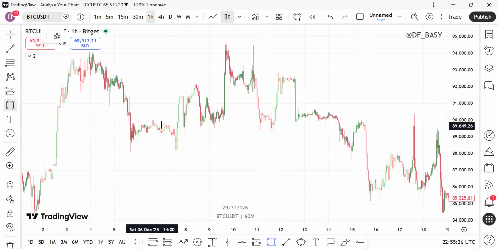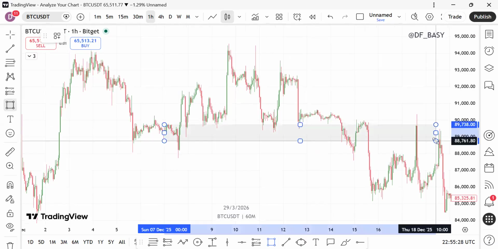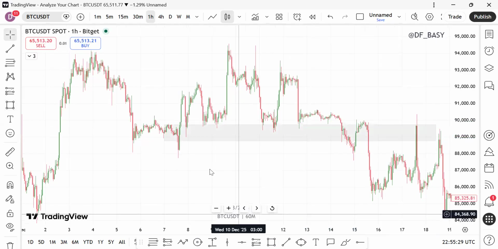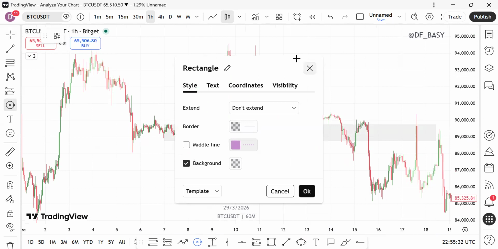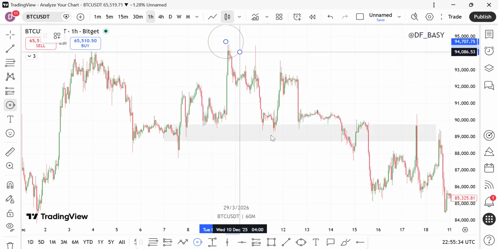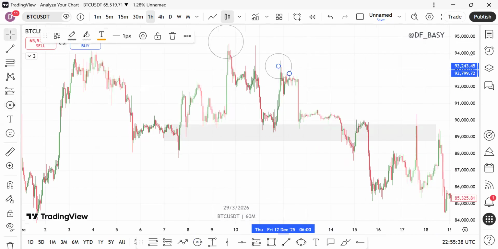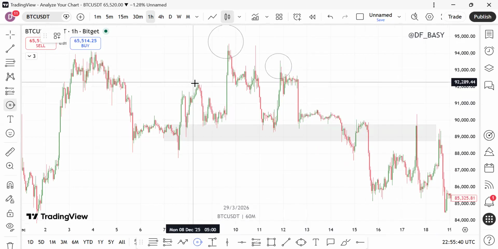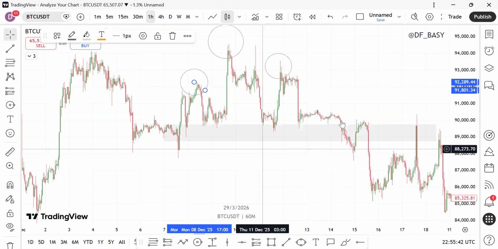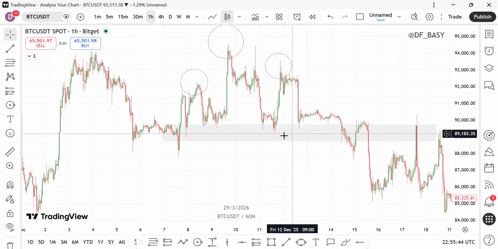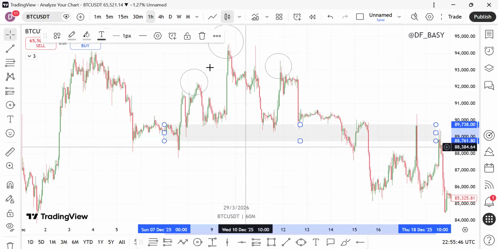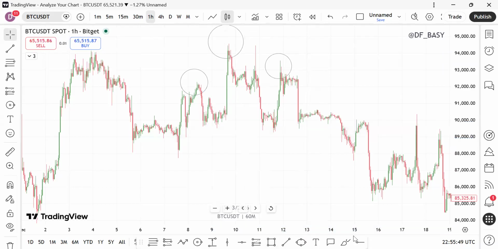So without further ado, this is my neckline. I can see this as my neckline because I have this. This is my head, this is my right shoulder, and this is my left shoulder. Right? So this is the neckline. Let me not use rectangles this time. Let me just use a pure line to draw it. This is my neckline.